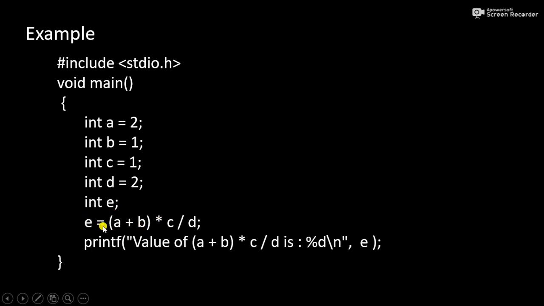In this expression we have a total of 4 operators. This bracket is one type of operator, this plus is another, then this multiplication and this division. So if we have more than one operator, which operator needs to be evaluated first? This can be decided by using the precedence of operators.